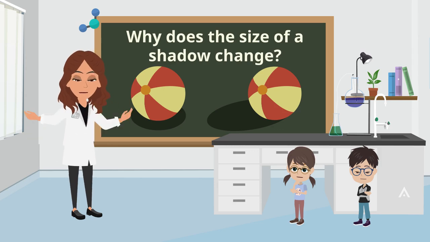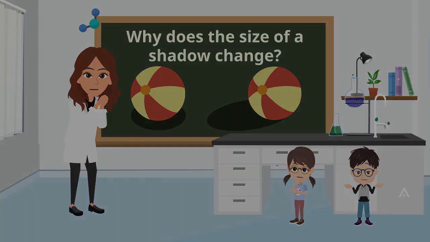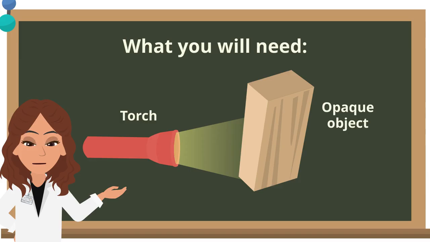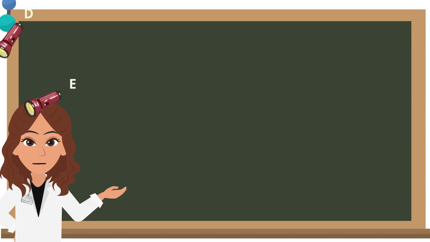Well, let's find out. For this experiment, you will need a torch and an opaque object. Shine the torch at the opaque object from different positions. Observe the length of the shadow formed at each position. Note where the torch is when the shadow is the longest and shortest.